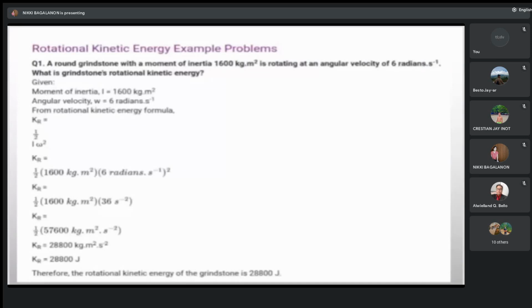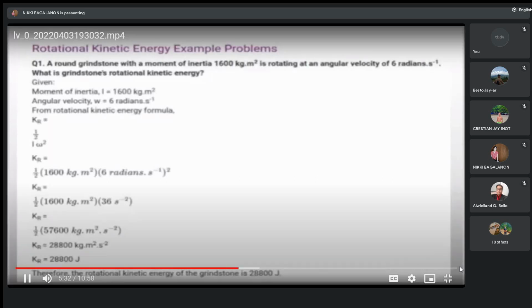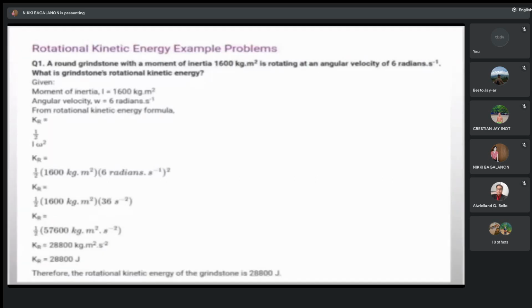From the rotational kinetic energy formula, K_R is equal to 1/2 times 1,600 kilogram meter squared times 6 radians per second squared. So K_R is equal to 1/2 times 1,600 kilogram meter squared times 36 seconds to the power of negative 2.